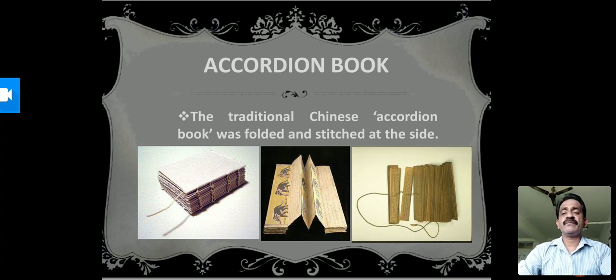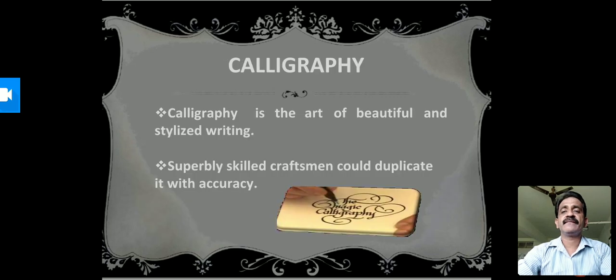So this is an accordion book, children. From the examination point of view, this is very important. This is the traditional Chinese accordion book which was folded and stitched at the side. See how crafty those people were. They were stitching it very carefully.